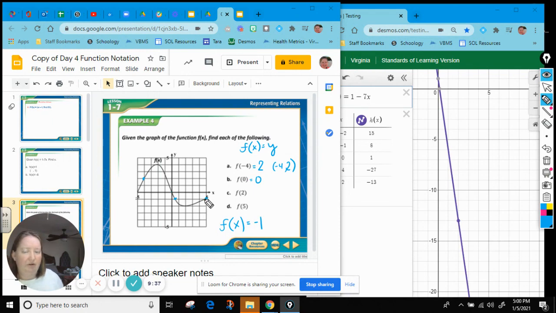Does that make this not a function? No, because a function is when the domain does not repeat. So there's no repeating x values anywhere here, but there are repeating y values. Okay, that's it.